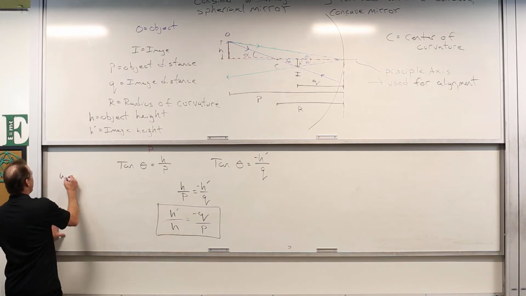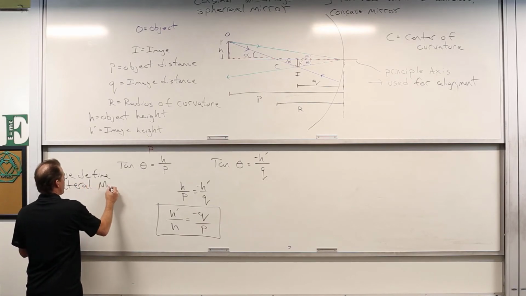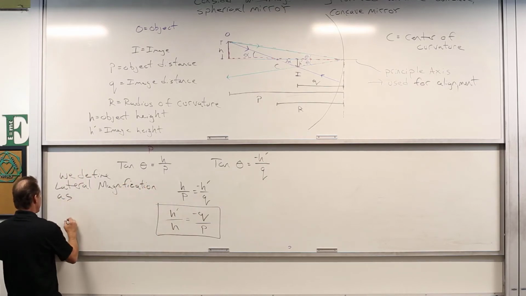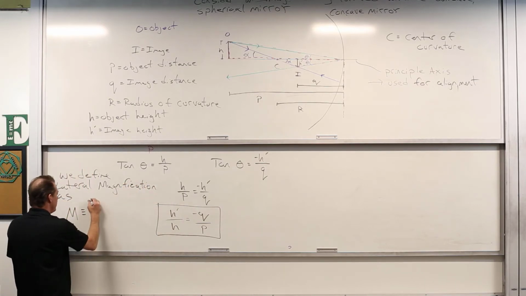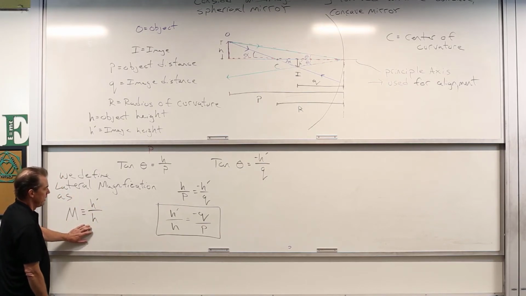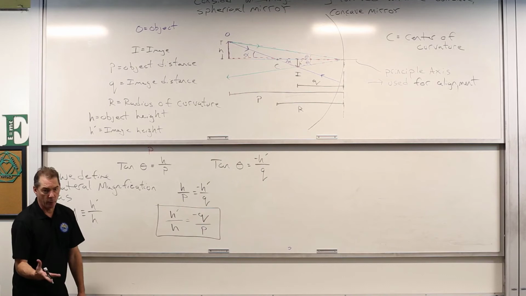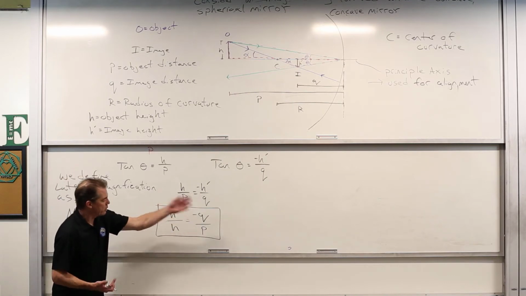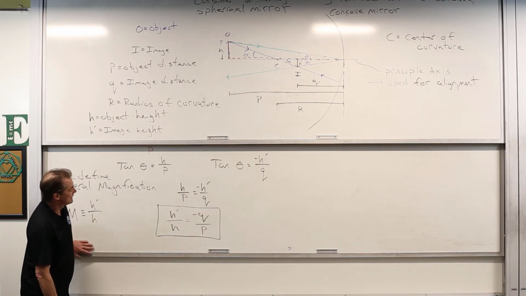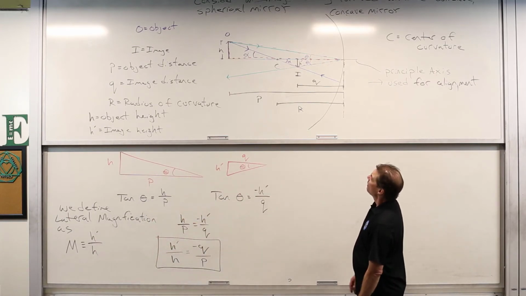So we define lateral magnification as m, defined by h prime over h. Image height to the object height, which happens to be equivalent to negative q over p. The negative sign there tells us something about the orientation, and the ratio of the image distance to the object distance is the same thing as h prime over h. Interesting. All right, so that's one thing that we've got. That's good. Let's see if we can do something else.